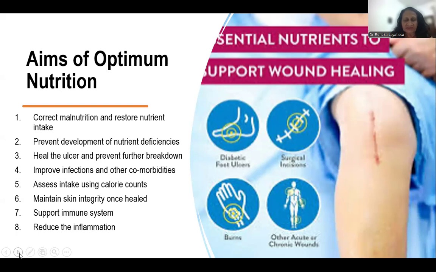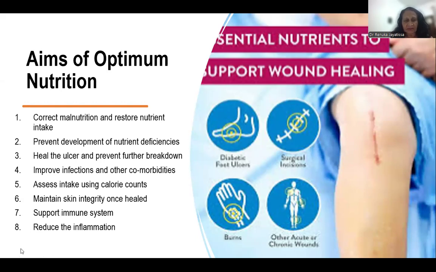The next one is that there are many nutrition deficiencies, especially vitamin, mineral and micronutrient deficiencies. We have to treat them, and we also have to prevent the development of deficiencies. These are the two things we have to do. Then the third part comes with the wound: we have to look at the healing of the ulcer and prevent further breakdown. The fourth one is that nutrition helps to improve infections and immunity, as well as assisting to a certain extent with the comorbidities.